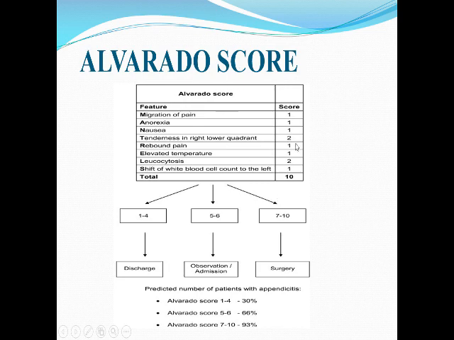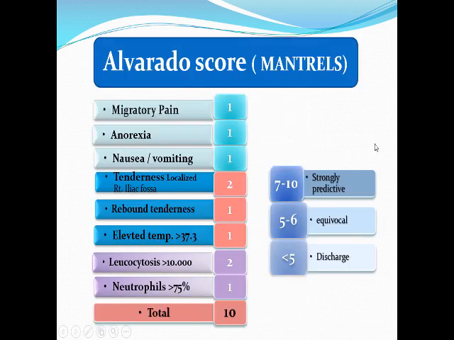From this score, you will find that localized tenderness in the right iliac fossa is very important, 2 marks. Also leukocytosis is very important, another 2 marks. This is again the Alvarado score in another way.